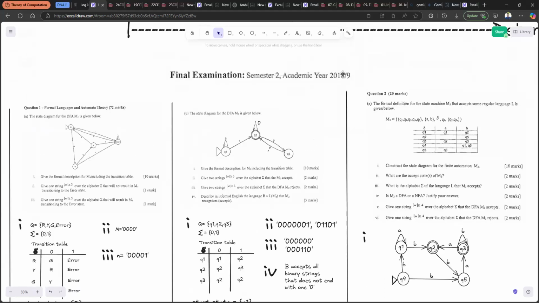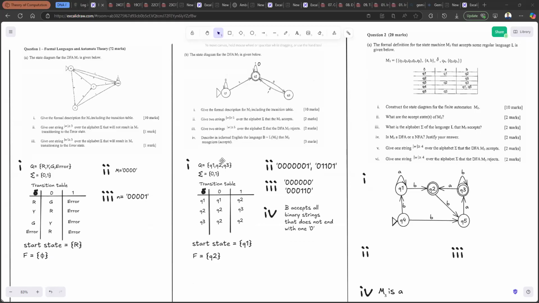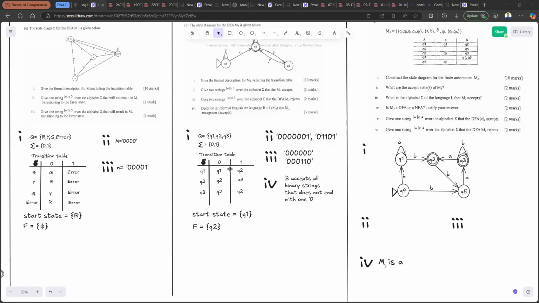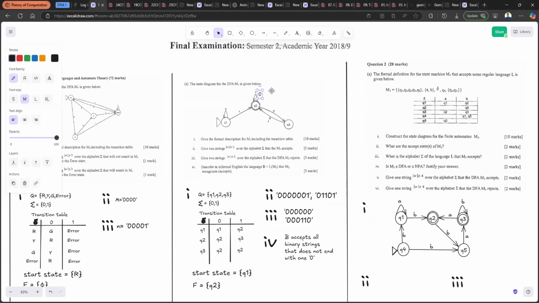For this question now, which was on 2018-19, it's another one that asks for the formal definition of a DFA. So again, you give the set of states, the alphabet, you give the transition table, the start and final state. This time we do have a final state here, which is the double lines. So that's our final state. Why is it there?